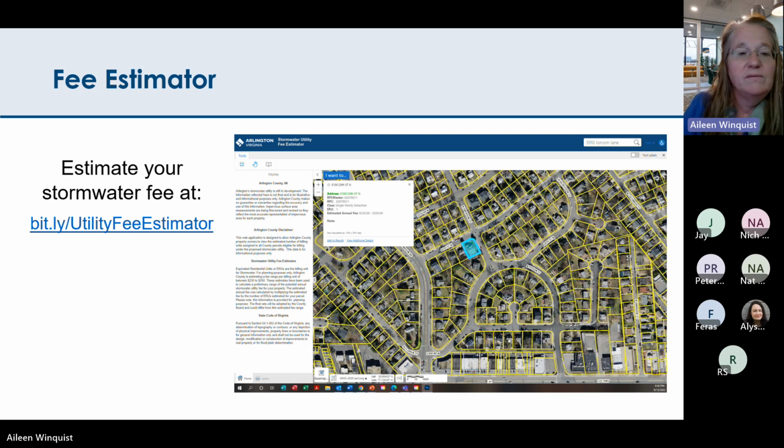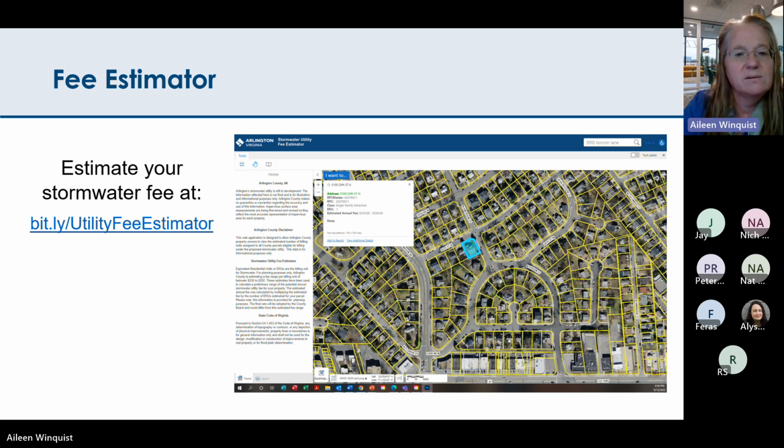We do have a fee estimator map. If you have not had a chance to look at that, you can see the link there, but we can post those in the chat, but you can definitely go online. So you can search for your address, and then once the map finds your address, the easiest way is if you actually click on your property outline and zoom in there, and you'll see a little pop-up window, which will include your estimated ERUs and fee.